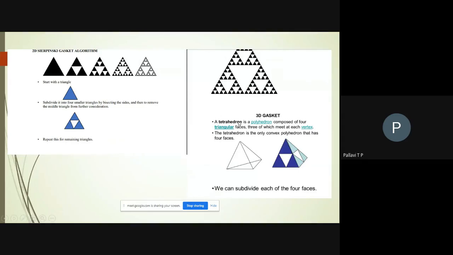The 3D gasket. The tetrahedron is a polyhedron composed of four triangular faces, three of which meet at each vertex. The tetrahedron is the only convex polyhedron that has four faces. When you hold a tetrahedron in your hand, it looks exactly like this. It has four sides and one base. When you try to draw the tetrahedron, you start with the triangle. We can subdivide each of the four faces.